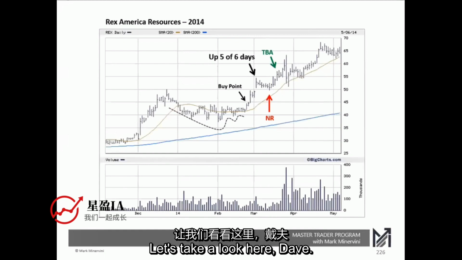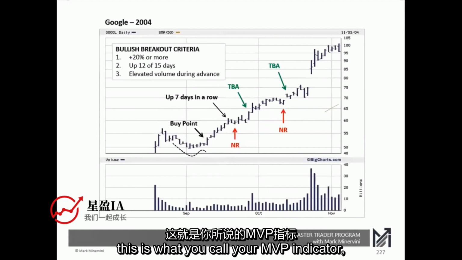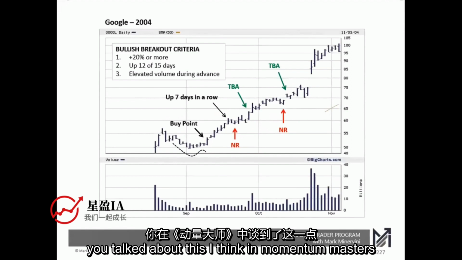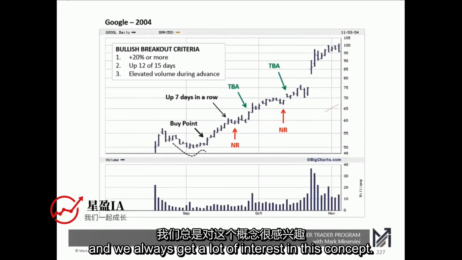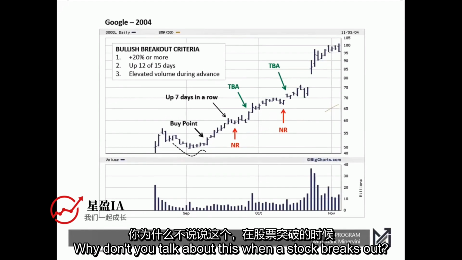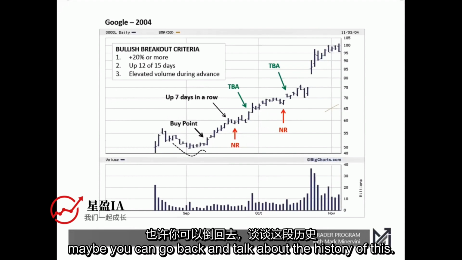All right, let's take a look here. I want to talk about, Dave. When we get these breakouts, this is what you call your MVP indicator, an indication that the stock is really, really strong. You talked about this, I think, in Momentum Masters, and we always get a lot of interest in this concept. Google's a perfect example. Why don't you talk about this when a stock breaks out? Maybe you can go back and talk about the history of this.